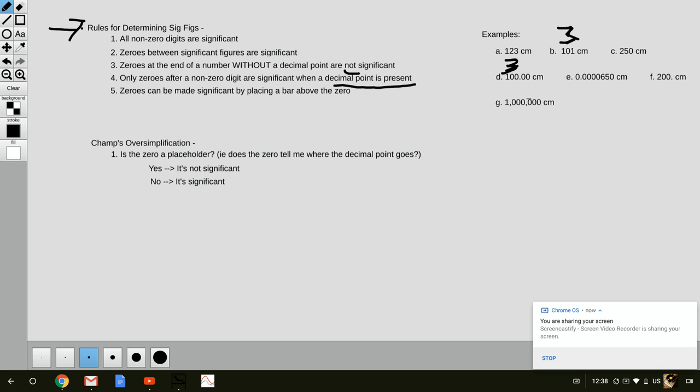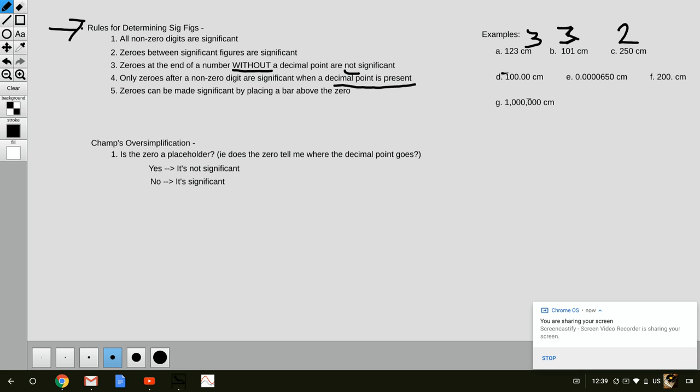Then we're looking at C. Now C, the 2 and the 5 are obviously significant. We have to look at that 0 to figure out if it's significant. We look at rule number 3. There is no decimal point, and zeros at the end without a decimal point are not significant, so that 0 is not significant to Sig Figs. Okay, so if we come down here, I'm going to just go ahead and erase this right here real quick so that I can rewrite the 3 up above.